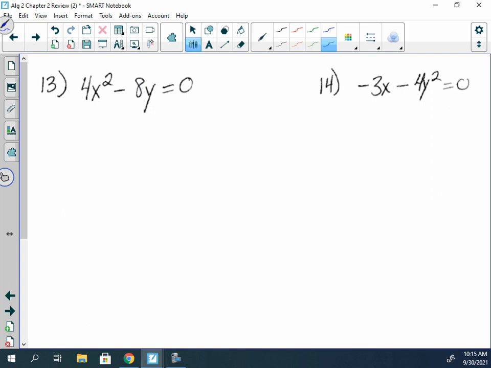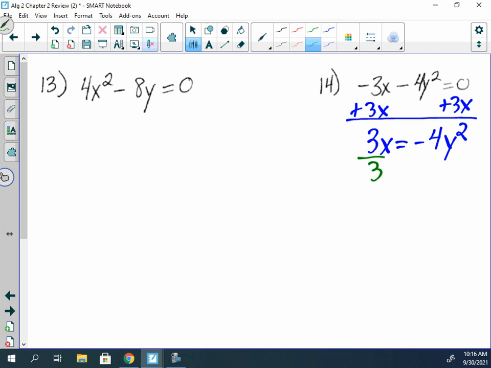So we have -3x minus 4y squared. Well, the x is the one that doesn't have the power, and both of our equations are really the variable that is not squared. We need to get it by itself. So what can we do first? Add 3x to both sides? If we add 3x to both sides, it's really saying that 3x is equal to -4y squared. And then what can we do? Divide by 3, which tells me that I have the equation x is equal to -4/3 y squared.